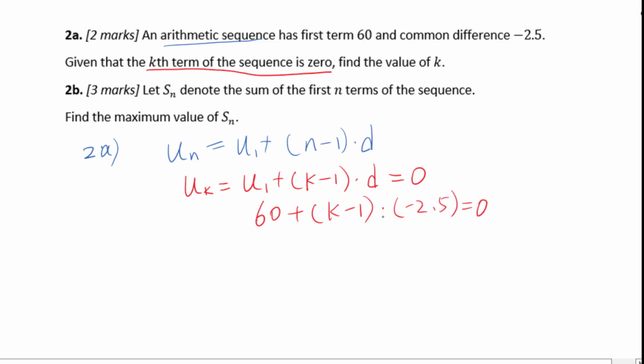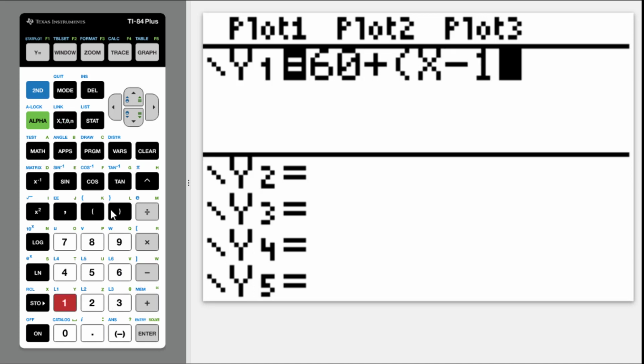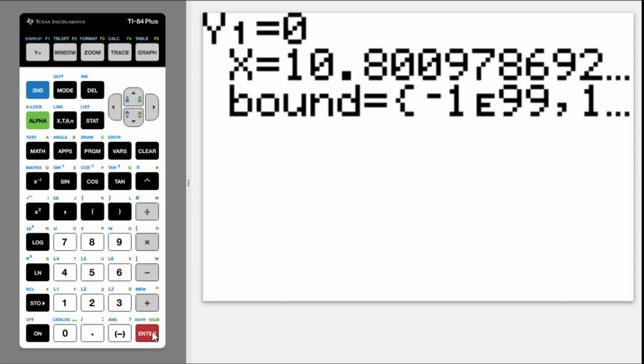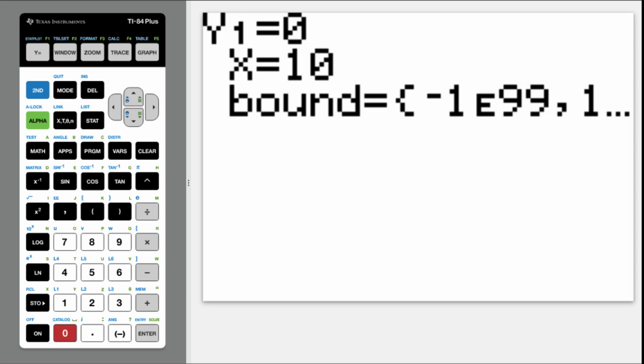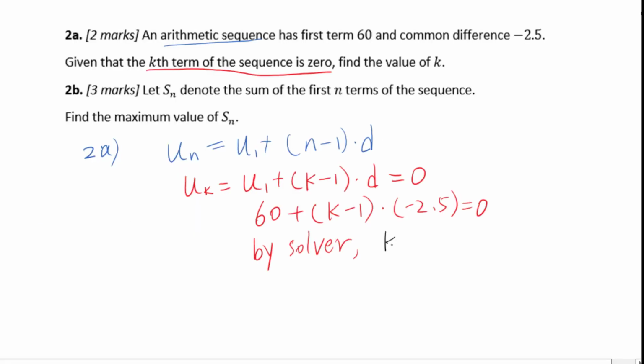U sub 1 is 60, plus k minus 1 times negative 2.5, equals 0. I will use the equation solver to solve for k. We will go to y equals 60 plus x minus 1 times negative 2.5. Math, solver, 10 as an estimated value. Alpha, enter. The answer will be 25. By solver, k equals 25.